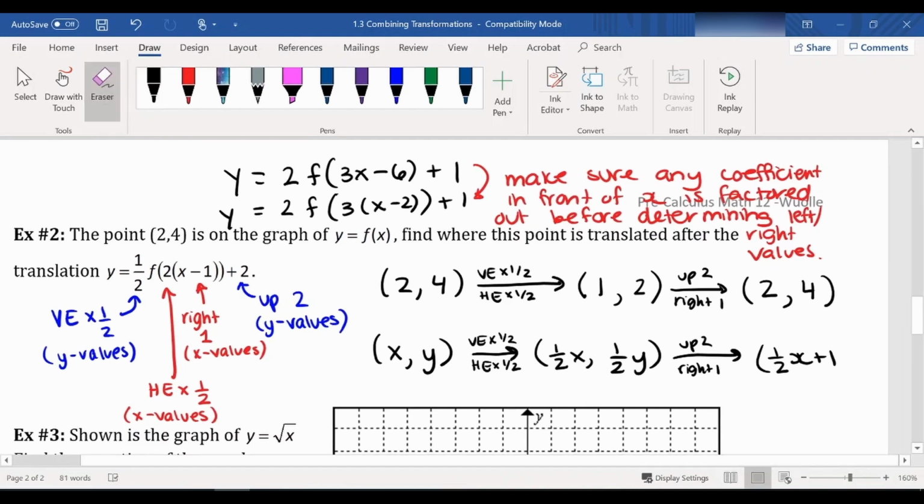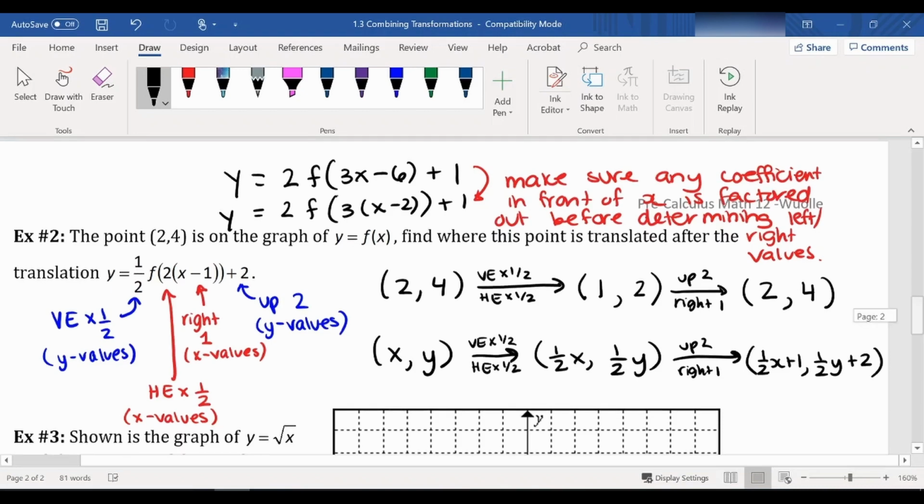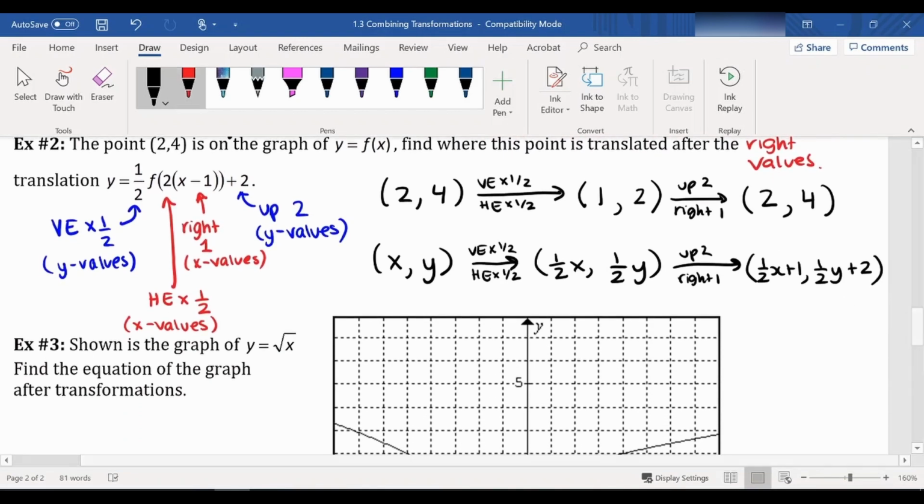I'm going to run out of space. Let me just write this a little smaller. And we would end up at 1/2 y plus 2. So again, that was our mapping notation.